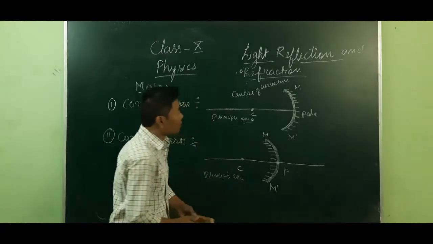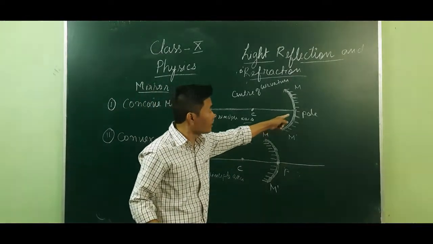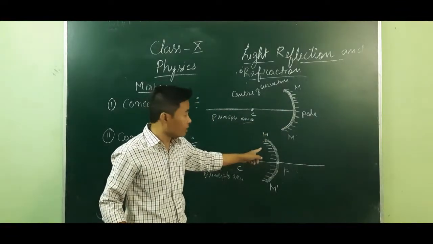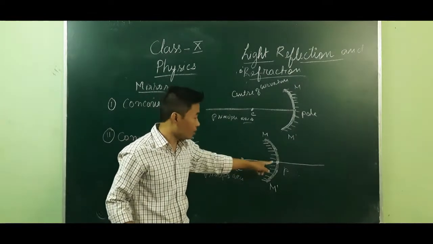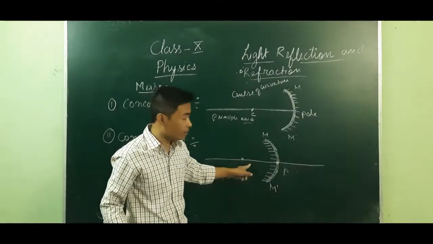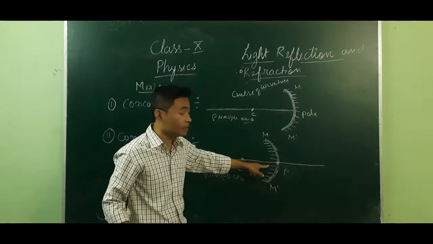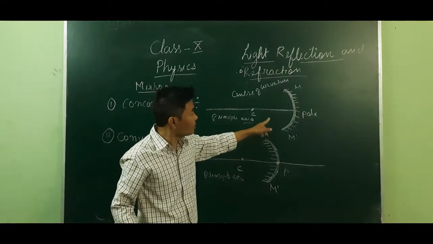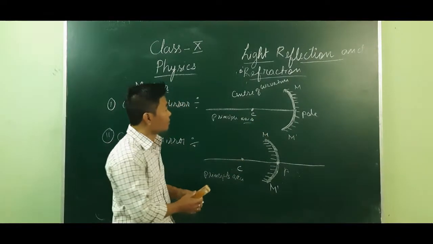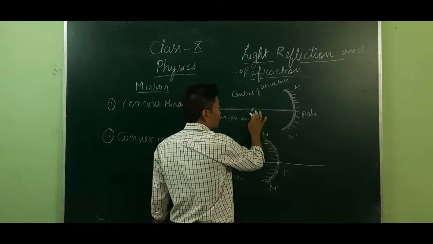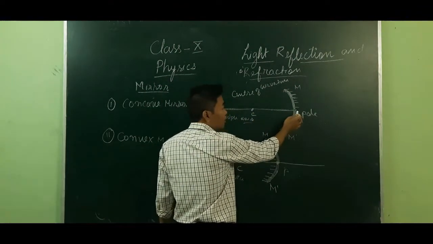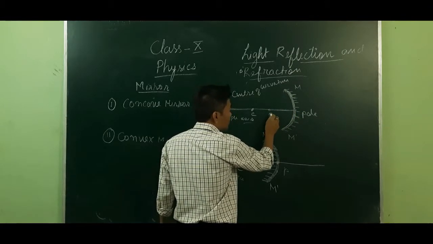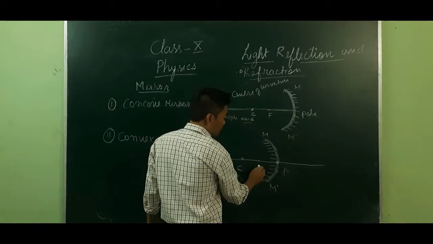Now, in a concave mirror, the center of curvature is in front of the mirror. This is the mirror, okay. But in a convex mirror, the center of curvature is behind the mirror. This side is the mirror, this side is behind the mirror. So the center of curvature is behind the mirror here. But in concave, it is in front of the mirror. Okay. Now, between the center of curvature and the pole of the mirror, right at the center here, there is a focus. Right here is the focus.